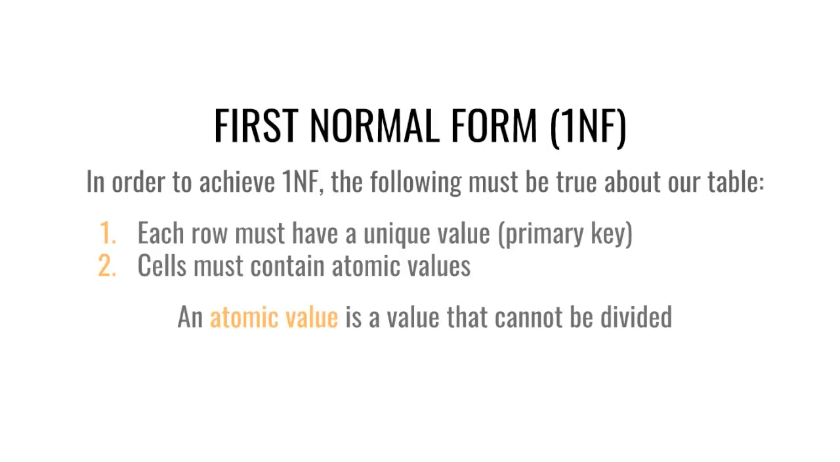First normal form is the first check that we can do on our data to make sure that it's going in the right direction. The two conditions of 1NF are that each row must have a unique value, in this case a primary key, so every row must have a primary key, and cells must contain atomic values. An atomic value is a value that cannot be divided. So let's look at an example.